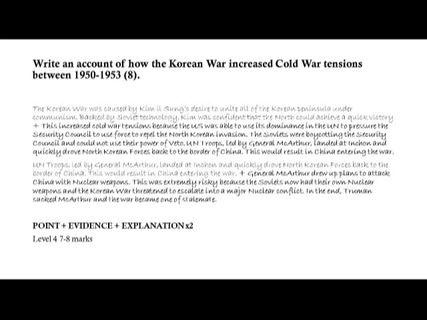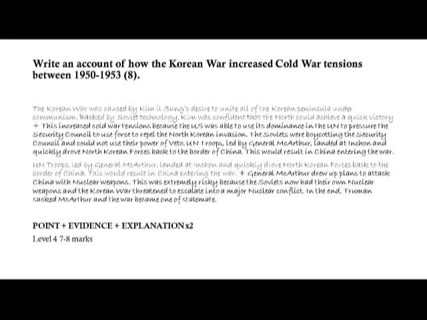Now, of course, at this point the Soviet Union are now in possession of nuclear weapons. And so this war threatened to become an all-out nuclear confrontation between East and West. So that's the really important conclusion to draw there, that it threatened to become a major Cold War confrontation.